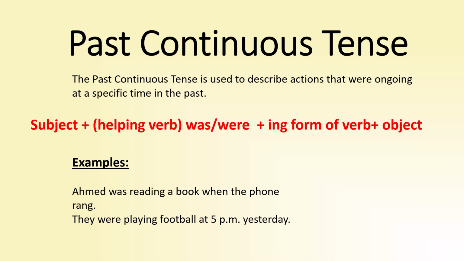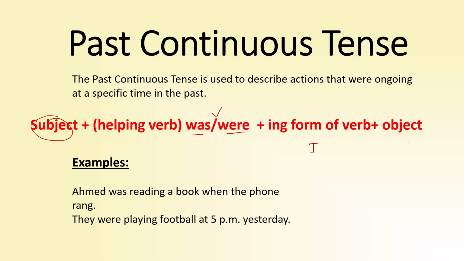Now, past continuous tense. Past continuous tense is used to describe the action or event that was going on at a particular time in the past. Now, see the syntax. Subject, then helping verb was or were, then ing form of the verb, and then the object. The use of was or were depends upon the subject.